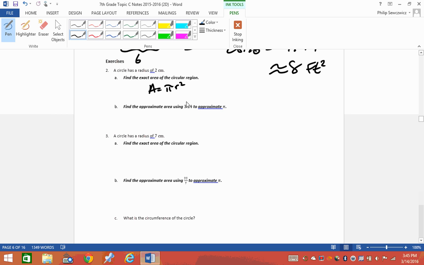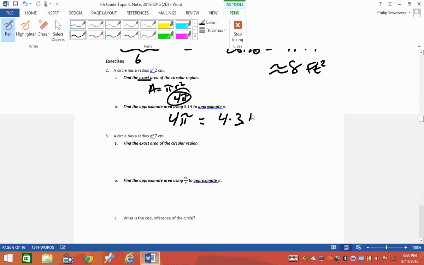The radius is 2. 2 squared is 4. Oh, that's it. That's all we need, 4 pi. Again, because they want the exact area. Remember, we leave it in terms of pi. If the area is 4 pi and they want me to use 3.14, just type that in your calculator.